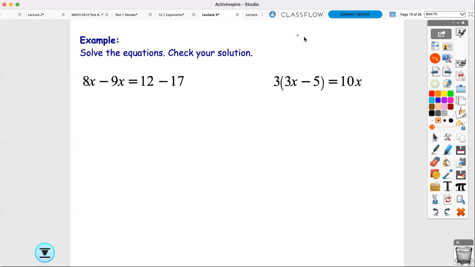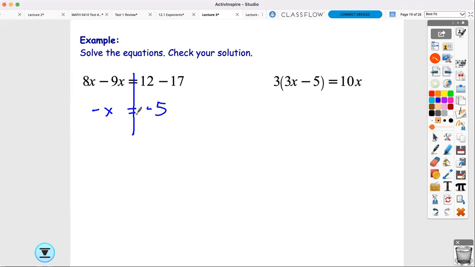All right, let's take a look at the left side example. Solve the equations. On the left side, 8x take away 9x. When we combine those two, what does that give us, class? Would it be negative x? Yep, it'll be negative x, correct. And then we have 12 take away 17, which gives us a negative 5.